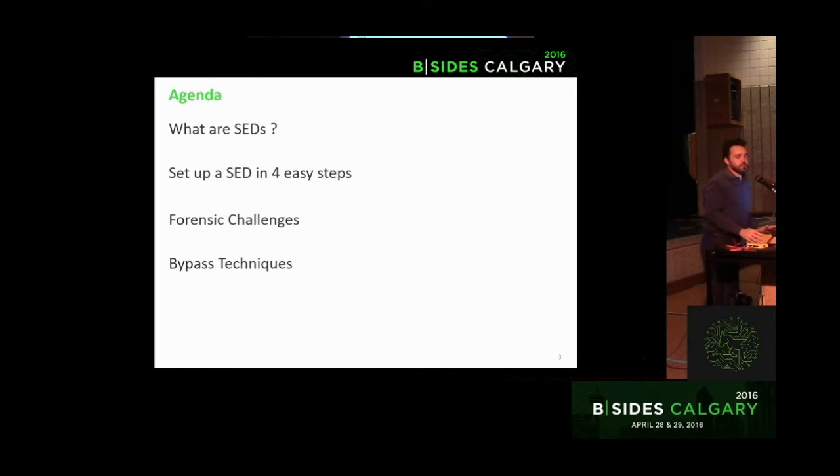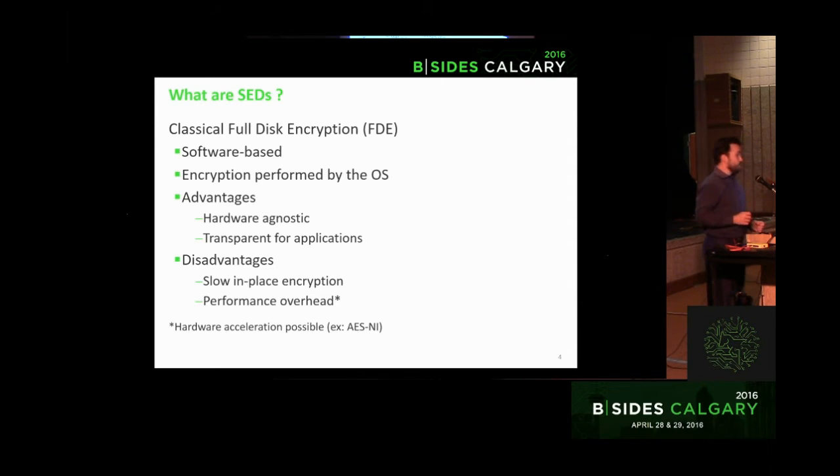Today we're going to hopefully help you understand if you're using software-based or hardware-based encryption. And then for the hardware-based ones, we're going to see some flaws that are inherent with the way standards are built that will allow you to break that encryption. The software-based encryption works the way classical full disk encryption does: there's usually a module in the operating system that does the encryption and the decryption for you.